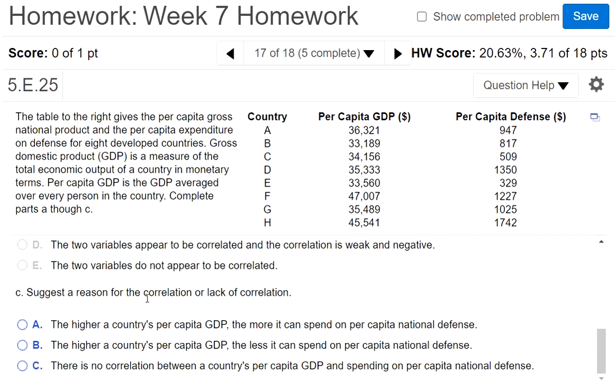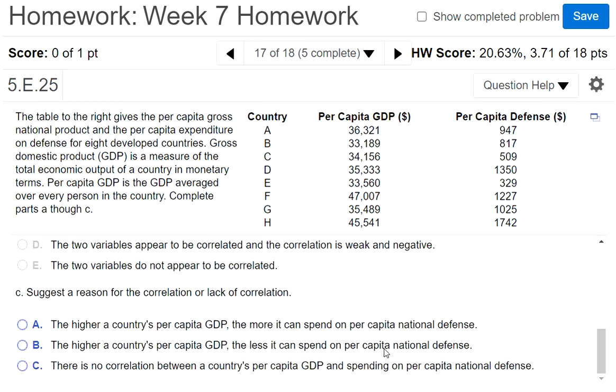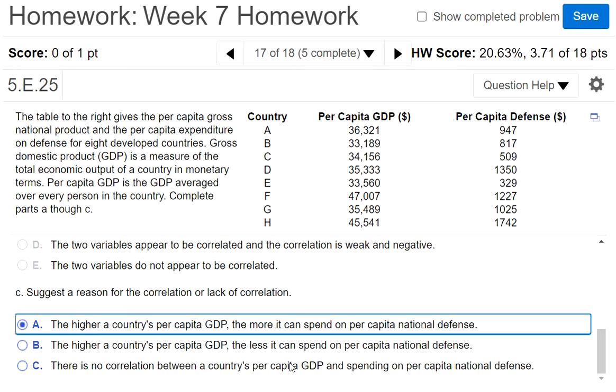But Part C, suggest a reason for the correlation or lack of correlation. So GDP and defense spending. As GDP goes up, as the amount of money a country can be measured as producing wealth, the amount of money a country has goes up in one sense of the word. Defense spending goes up. So as the country has a higher GDP per capita, the more it can spend on defense spending.